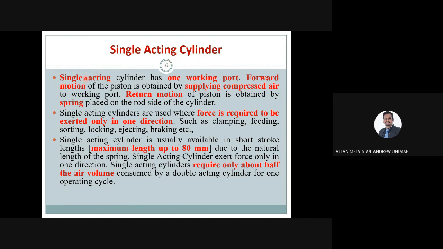Okay, so single acting cylinder, so apa construction dia? So it only has one working port. Forward motion of the piston is obtained by supplying compressed air into the port. Return motion of the piston is obtained by spring placed to the rod side of the cylinder. So I will show you later.